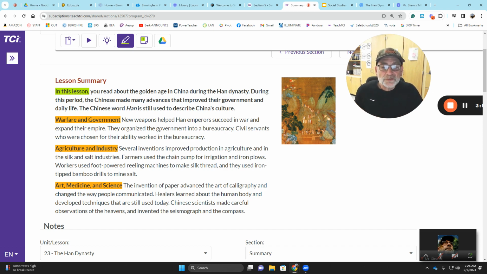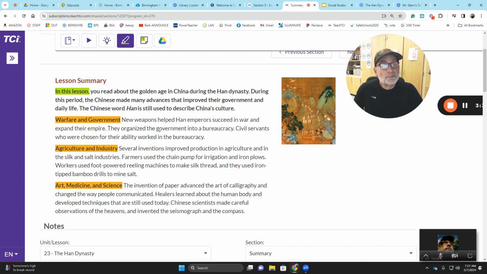That should be on your posters. Several inventions improved productions in agriculture and in the silk and salt industries. Farmers used the chain pump for irrigation and the iron plows. Workers used foot-powered reeling machines to make silk thread, and they used iron-tipped bamboo drills to mine salt. Can you believe that? I am telling you, that is brilliant. Let's see what else they did to improve people's lives and the government.